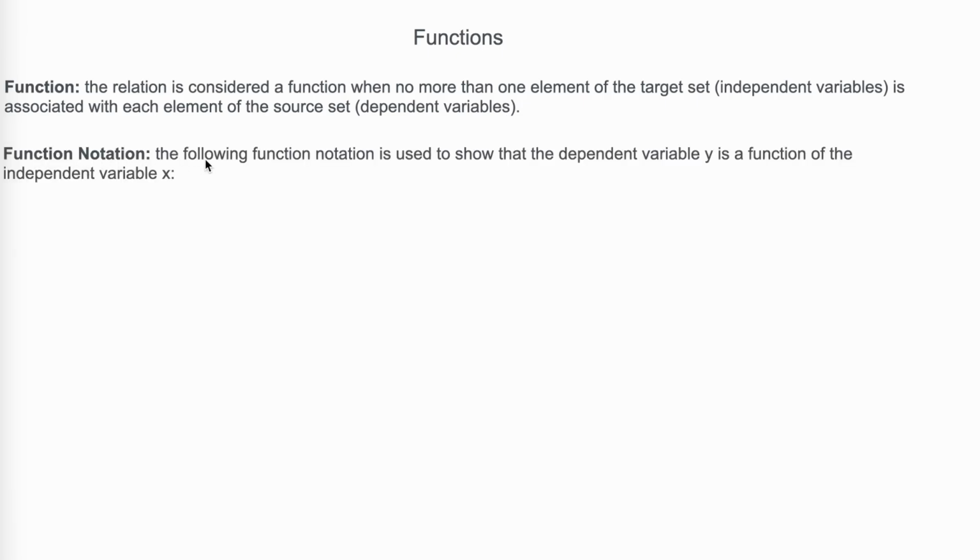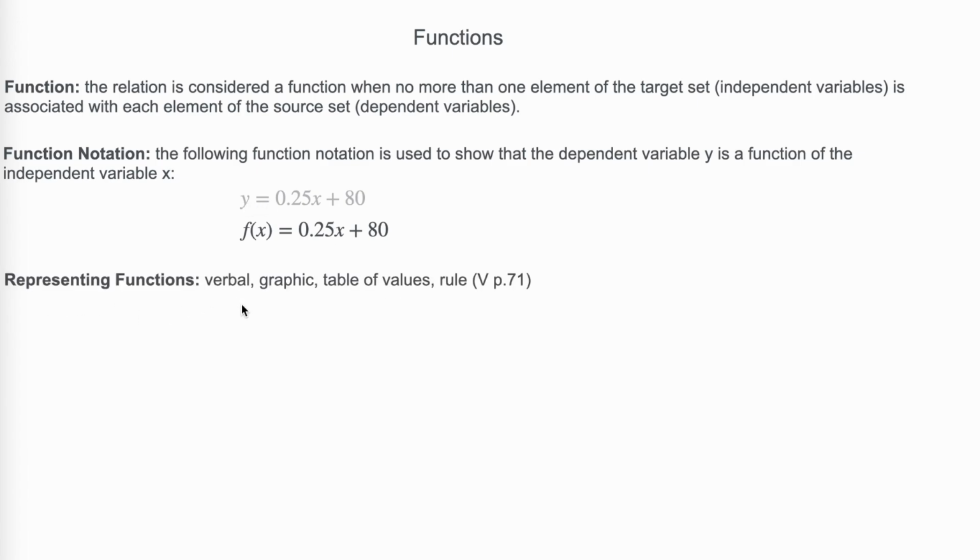Function notation. The following function notation is used to show that the dependent variable y is a function of the independent variable x. If we were saying y is equal to 0.25x plus 80, this is in standard notation. If we use function notation, it's f of x is equal to 0.25x plus 80. The y is replaced with f of x. We no longer use y.